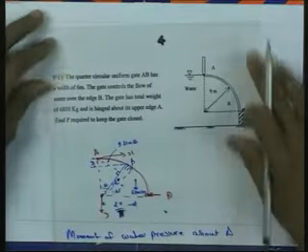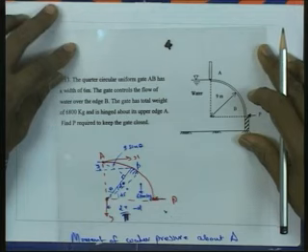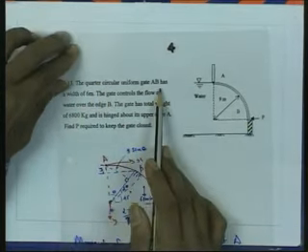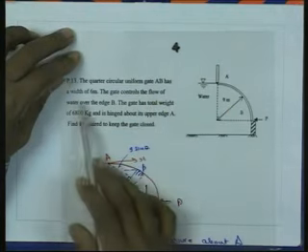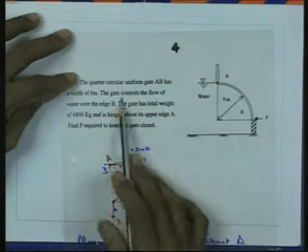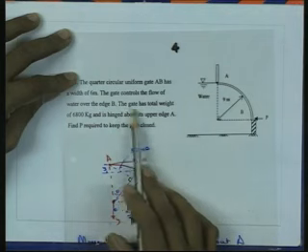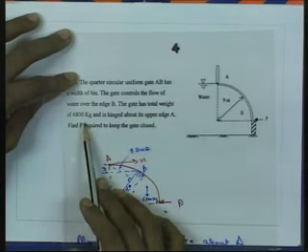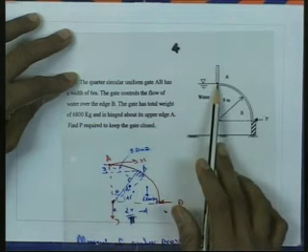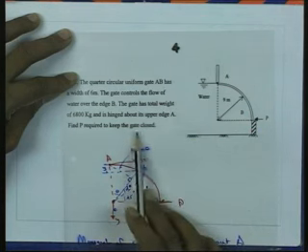So, here is the last problem. The problem statement is: a quarter circular uniform gate AB has a width of 6 meter, and the gate controls the flow of water over the edge B. The gate has a total weight of 6,800 kilogram and is hinged about its upper edge A. Find P, the force required to keep the gate closed.